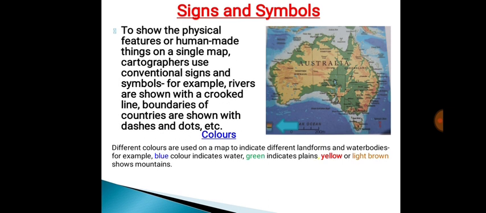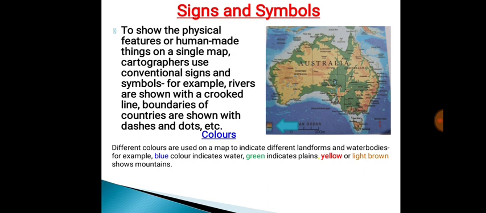Now signs and symbols, how they help us to show the physical features or human-made things on a single map. Cartographers use conventional signs and symbols. For example, rivers are shown with a crooked line, boundaries of countries are shown with dashes and dots, etc.